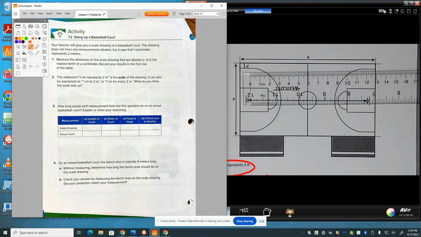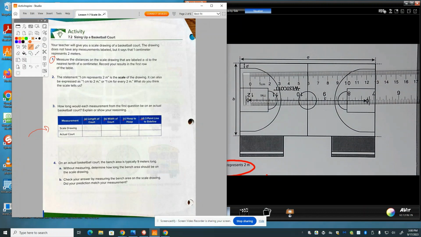All right, so let's go ahead and look at question 1. Measure the distances on the scale drawing that are labeled A through D to the nearest tenth of a centimeter. Record your results on the first row of the table. Now, our table is in question 3, but we're going to go ahead and measure all those lengths. I can see that length of A is going to be the length of the court, B is going to be the width of the court, C is going to be the hoop to hoop, and D is going to be the 3 points in the sideline.